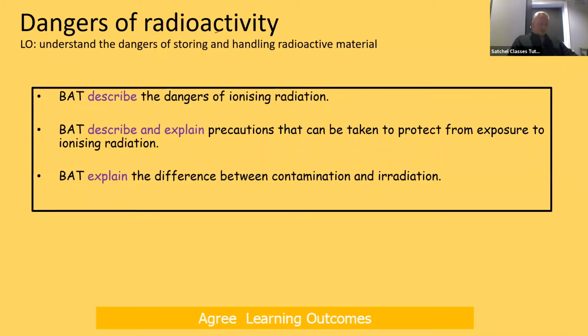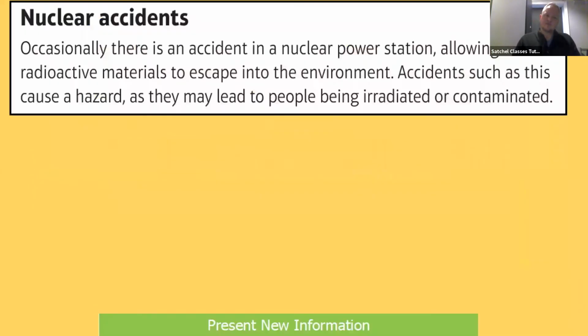That's our second point. Third point, explain the difference between contamination and irradiation. So, like we said before, occasionally there's an accident in a nuclear power station which allows radioactive materials to escape into the environment. Accidents such as this can cause a hazard, as they can lead to people being irradiated or contaminated. There's also the problem of nuclear waste.